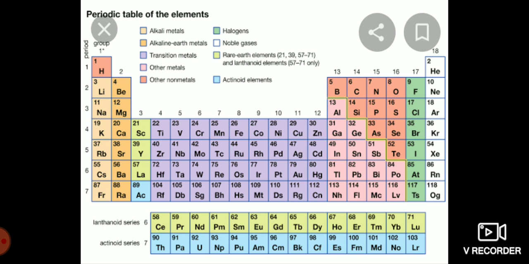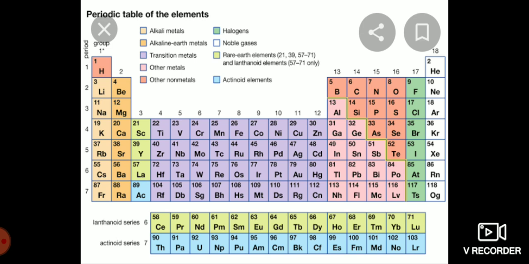So how many elements are present in the first period? Yes, only 2 elements. Then how many elements are present in the second period? 8 elements are present in the second period, and the third period also has 8 elements. Then the fourth, fifth, sixth and seventh periods are the longest periods. These periods have 18 elements or more.